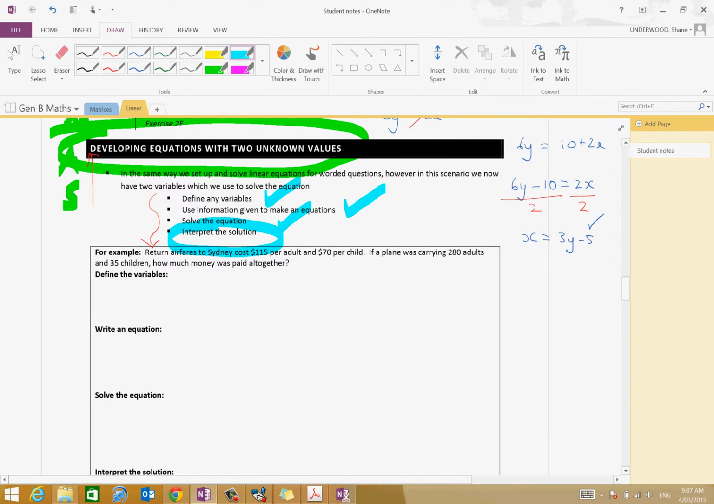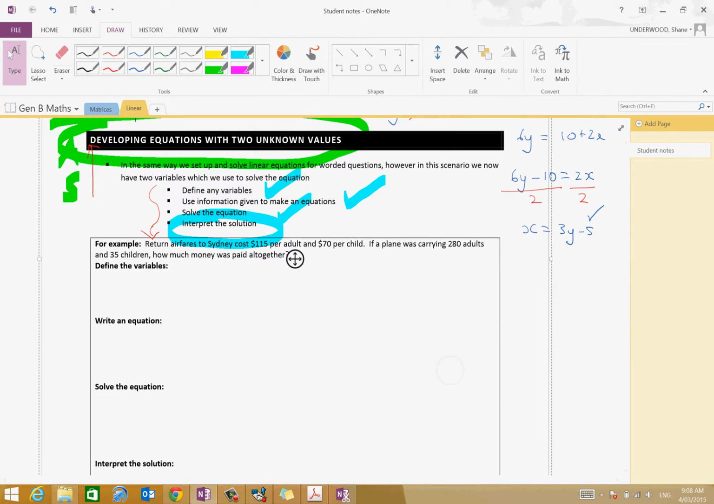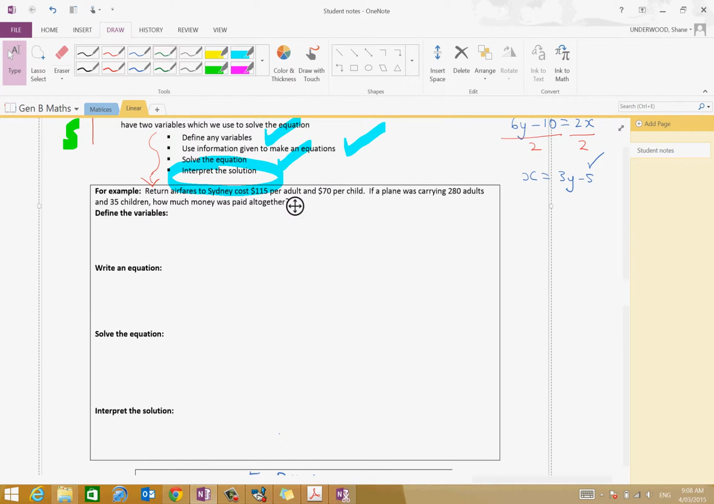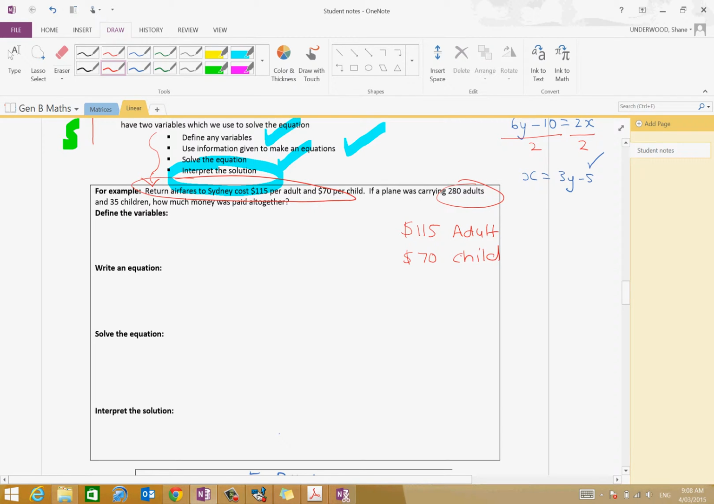For example, Jimmy has sold 10 bananas. You've interpreted the solution, so you've actually written it in English. Now it says here that the return fares to Sydney cost $115 per adult. So what I'll get you to do is just write out what the question's telling you. $115 for an adult, that's how much you're charging each adult, and we're charging $70 per child. Now if a plane is carrying 280 adults, and there's 35 children, just doing that might be able to get you a mark, really, okay?